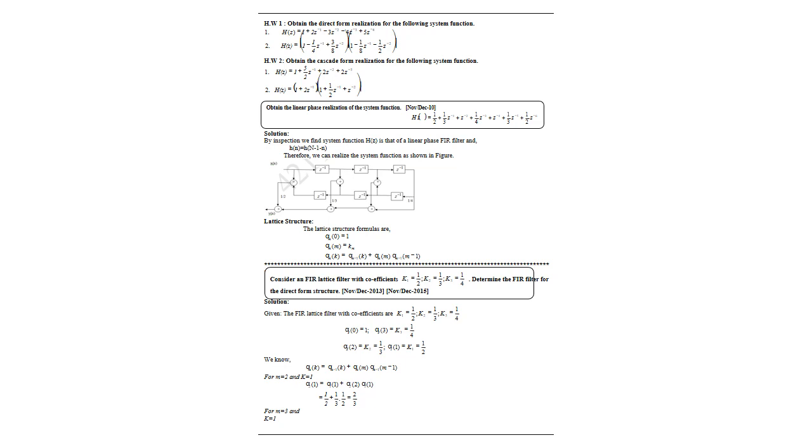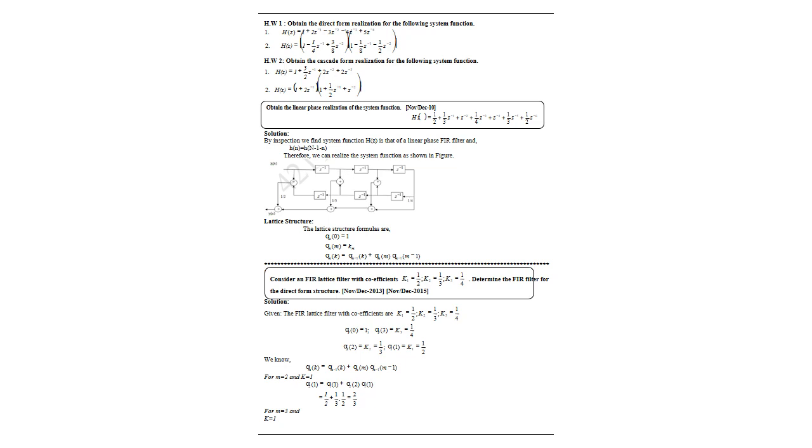Consider the FIR lattice filter with the coefficients K1 equal to 1 by 2, K2 equal to 1 by 3, K3 equal to 1 by 4. Determine the FIR filter for the direct form structure.